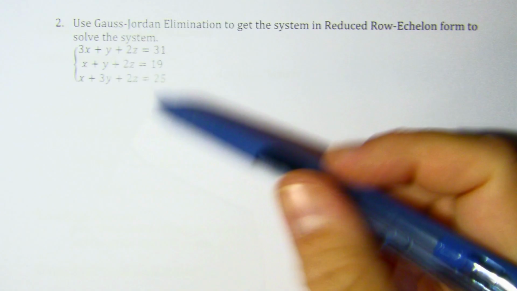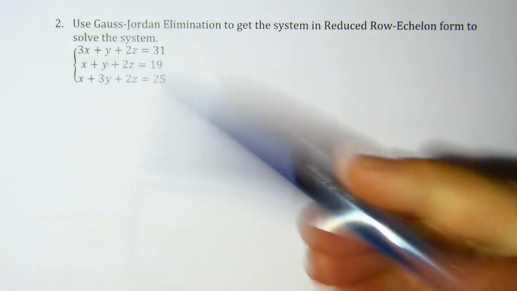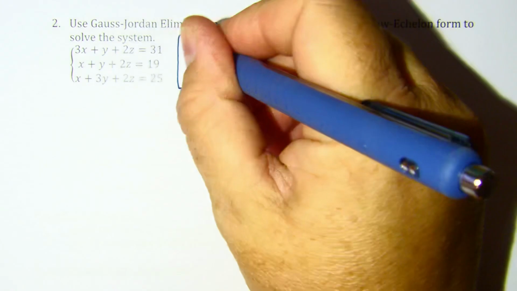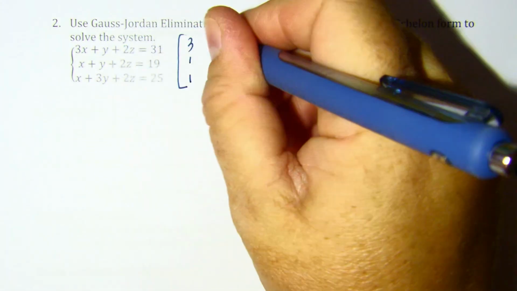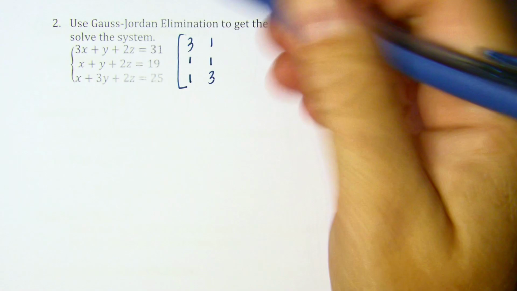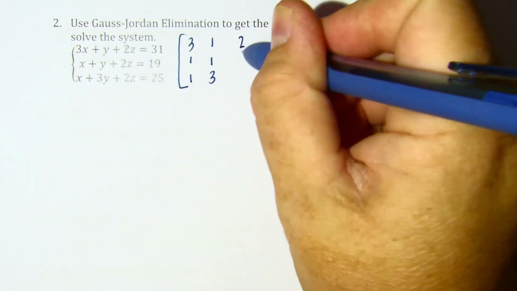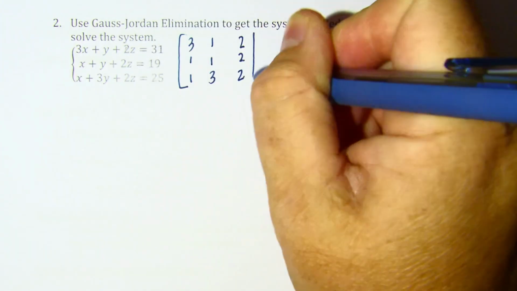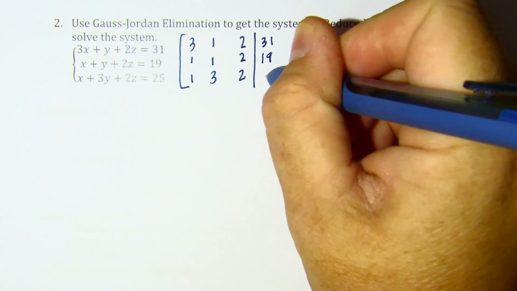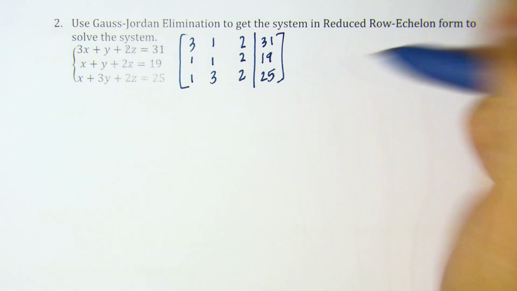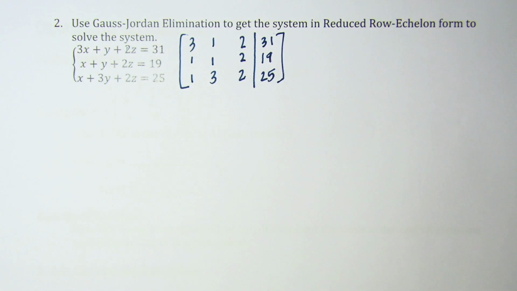So the first thing we're going to do is turn this system of equations into a matrix. Again, we're just taking the coefficients of all the x's, 3, 1, 1. Coefficients of all the y's, 1, 1, 3. Coefficients of all the z's, 2, 2, 2. And then all of these numbers on the end, 31, 19, 25. And now we're going to apply row operations to solve the system of equations.